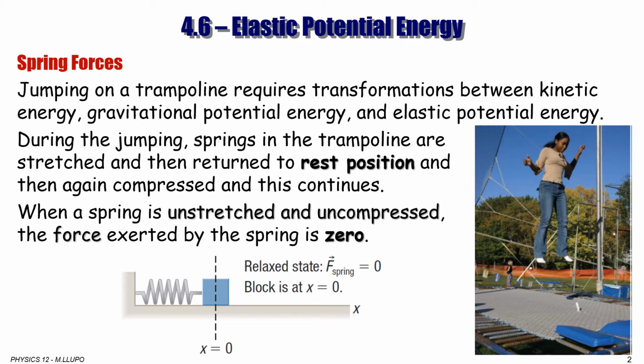Take a look at that diagram. There's a spring on a frictionless horizontal surface. So there's no force of gravity actually involved, because the force of gravity is already cancelled by the normal force that is exerted by that surface. So sideways, there's no force. So spring force or elastic force is zero. That means that position of the object on the X-axis is called a rest position.